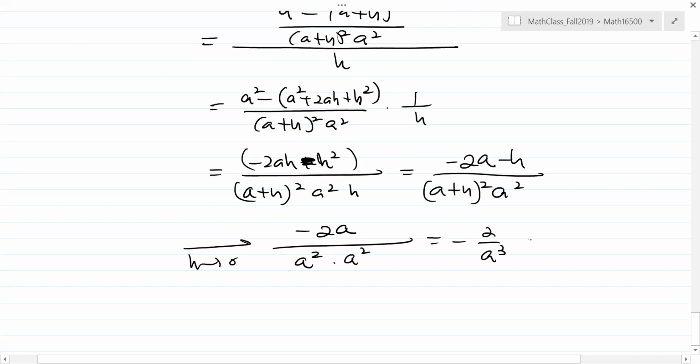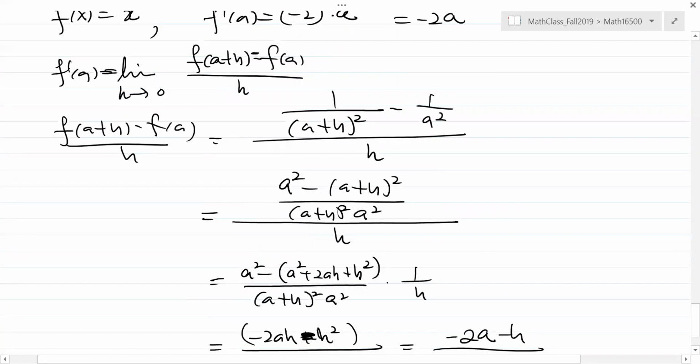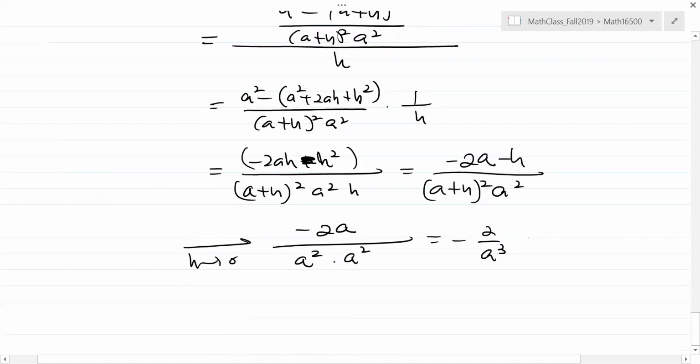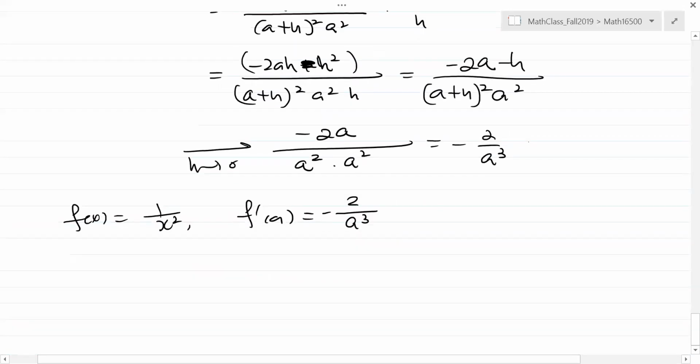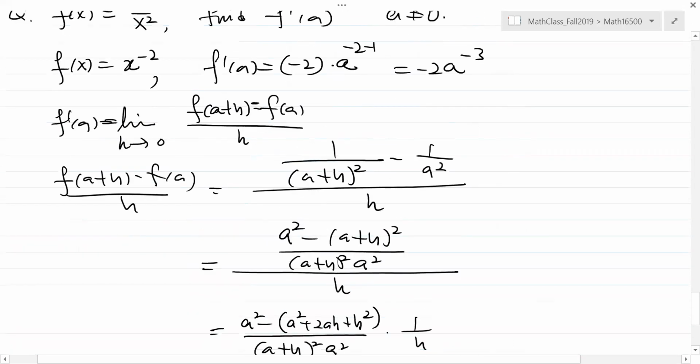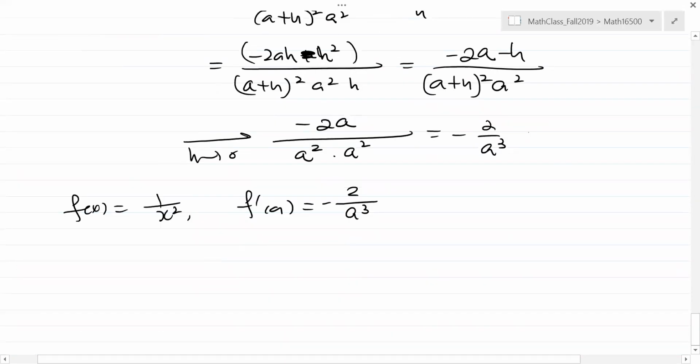But you can also express, yeah, let's go back, right? Here, if f of x equals 1 over x squared, and f prime of a is going to be negative 2 over a cubed. So it's hard to see whether this matches the same answer we got before using the formula. So actually, yes, okay? If we express this form, you get negative 2 a to the negative 3. So that's what we got using the limit definition.